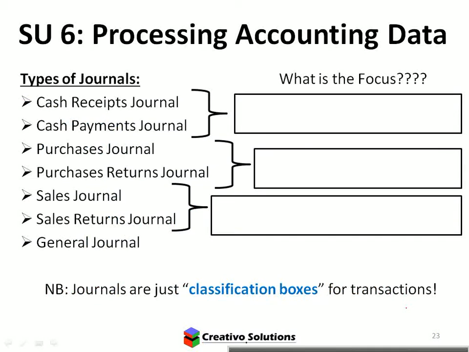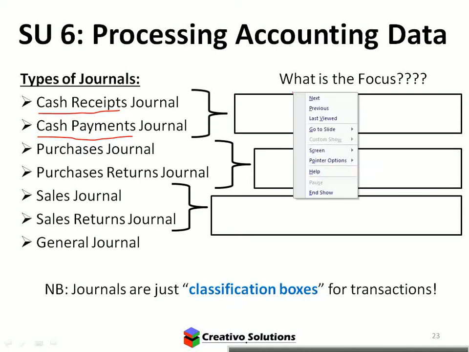Those are the journals that you can get. There are cash receipts, there are purchases, there's sales, and there's the general journal. The ones that are more important are the cash journals. Those are always more important because you do a bank reconciliation. So with the cash journal, what is the focus here? Well, it's cash, so what is the focus?